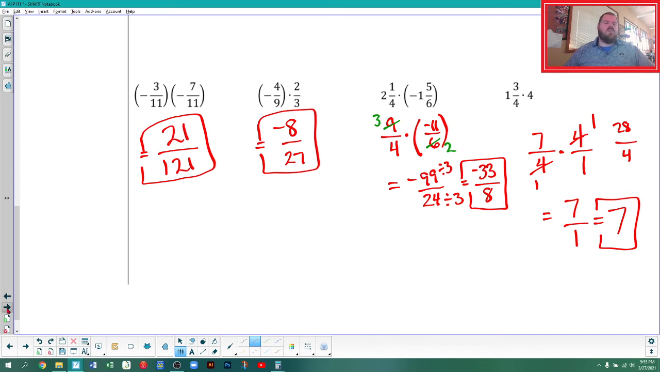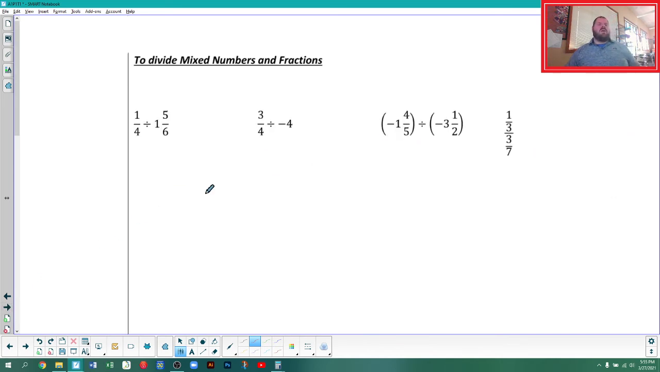All right, let's look at the next page. Here we're talking about dividing mixed numbers and fractions. I still want to keep my same first step in that I still want to go mixed numbers to improper fractions.